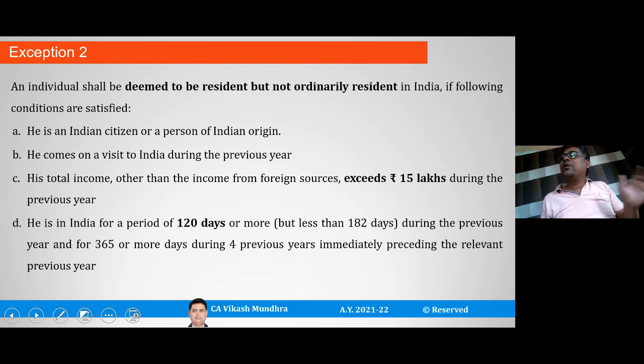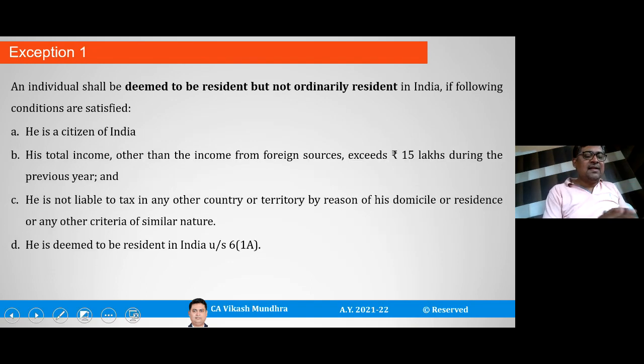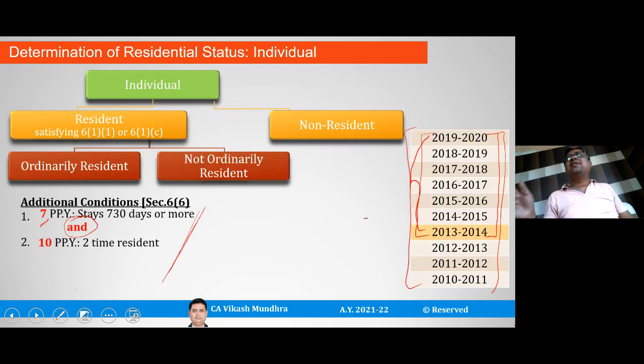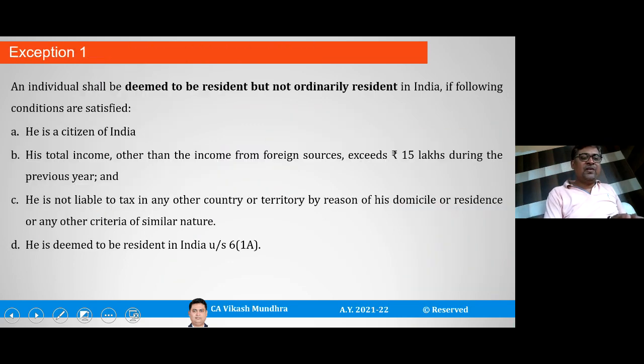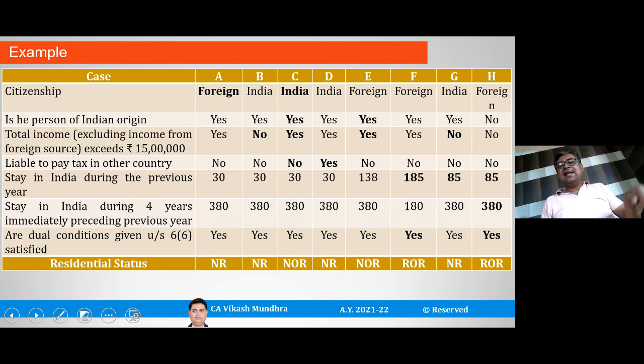Got it? If you are considered a resident in India due to the amended Section 6, in the newly inserted Section 6.1a, then you shall be considered a not ordinary resident in India, even though you satisfied the dual conditions given under Section 6.6, which is the dual condition of 730 days plus 2 years. Got it? There is an example.